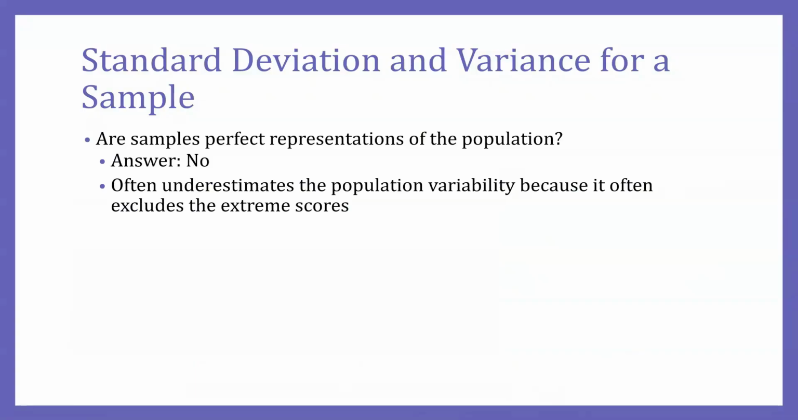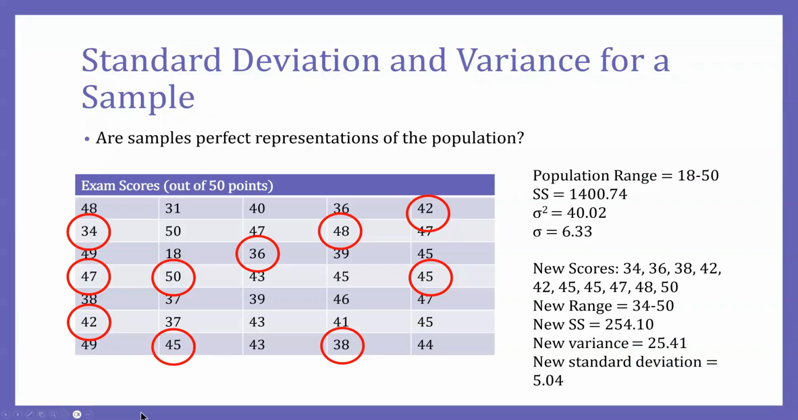Oftentimes what we see when we look at data is that the majority of scores are going to be pretty close to the mean. And then there's going to be just a handful of scores that are very, very different. And so when we randomly sample from a population, just by the principle of things being less frequently occurring, we sometimes miss those extreme scores and we leave them out. And because we're leaving out those people on the outsides, those high deviations, what we usually see is that our variance and our standard deviation are going to be quite a bit lower in our samples compared to the actual population.